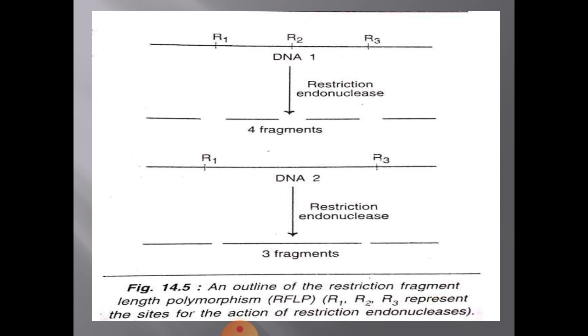Let us consider that this DNA molecule 2 has an inherited mutation, or a genetic change, and therefore has altered some base pairs. As a consequence of this, the restriction site R2 is lost. So when you compare the products of DNA 1 and DNA 2, you can say that there is a mutation in DNA molecule 2.